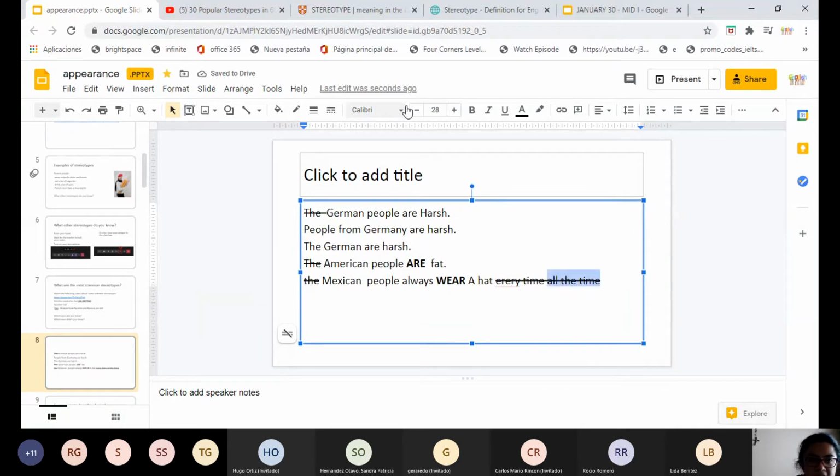So remember the possibilities there, right? And so we say all the time. Here in red, we have the options. No es que toque usar Mexican people always wear a hat all the time. No. Mexican people always wear a hat, or Mexican people wear a hat all the time. Okay, those are the possibilities. Possibility, we can say always, or we can say all the time. Okay, no every time. Every time, no.